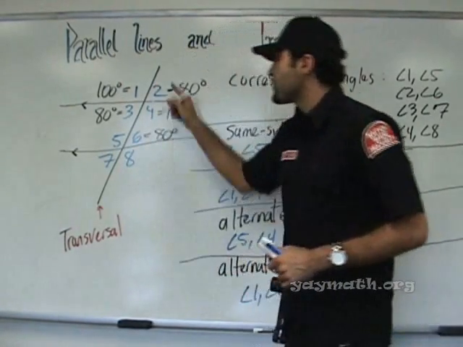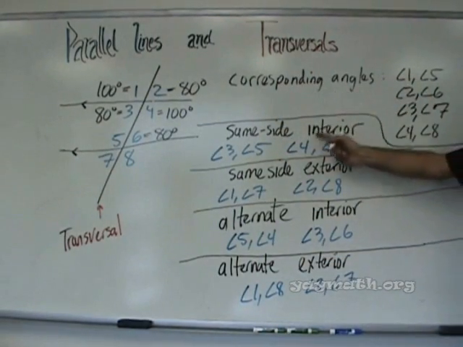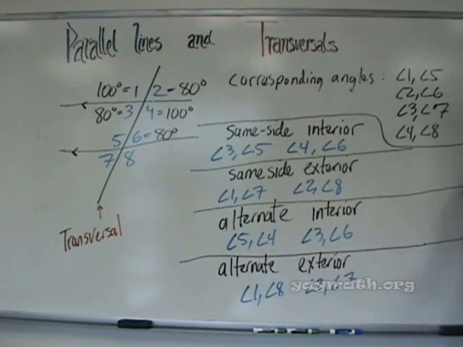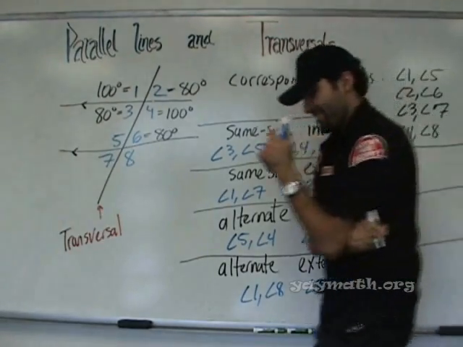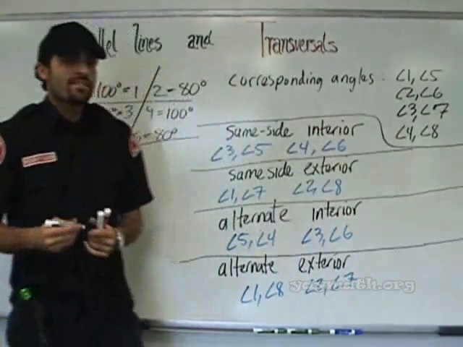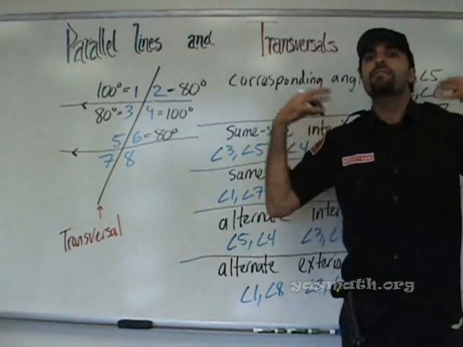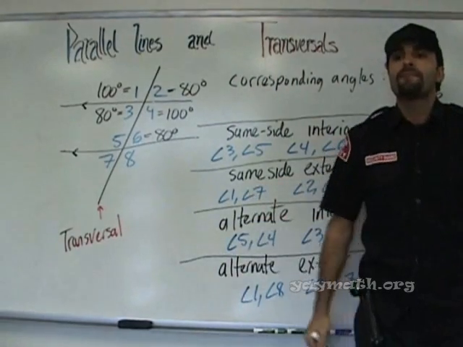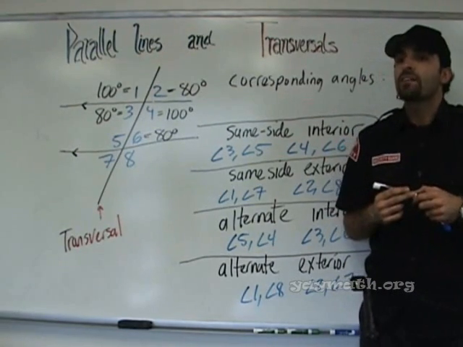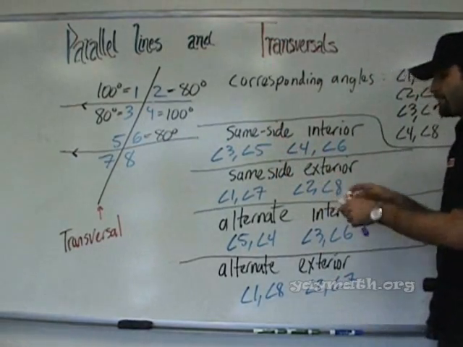So now that we have 2 and 6, which one of these are angles 2 and 6? Same side? We're learning, aren't we? No. What are they? Corresponding. Right? Okay, good. When lines are parallel, corresponding angles are always what? Always equal. Good. So I'll say it again. When lines are parallel, corresponding angles are equal or congruent. Same thing. Questions?